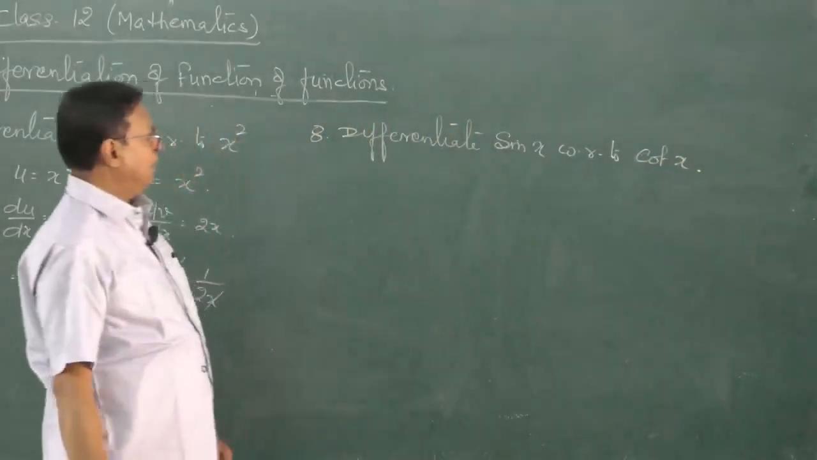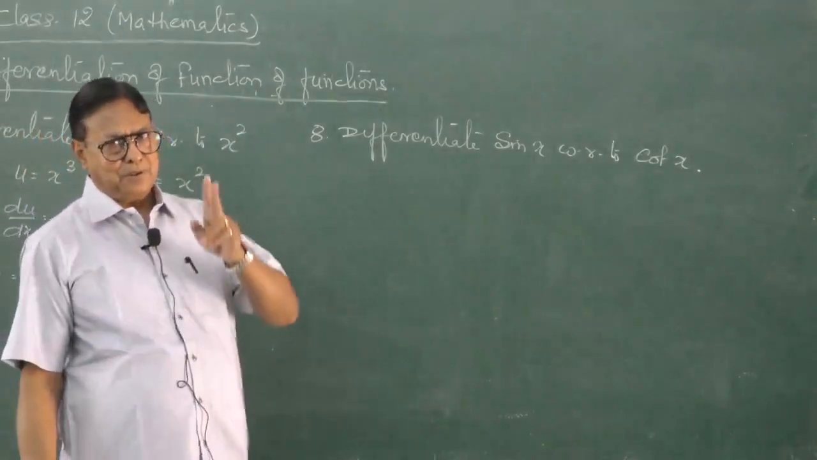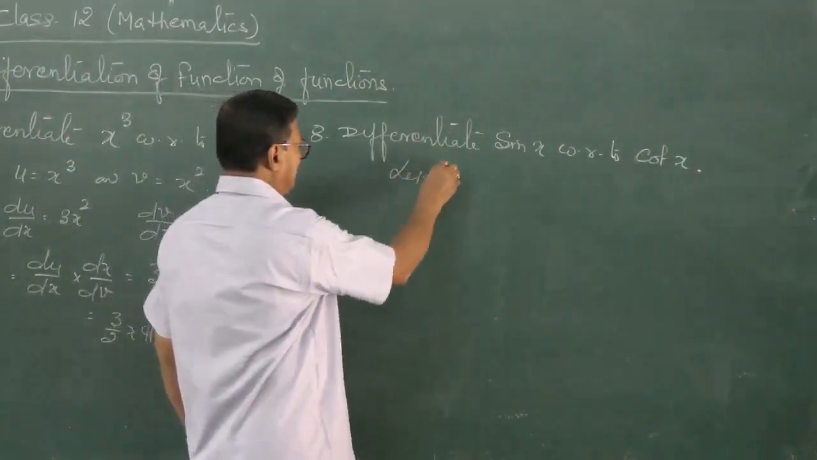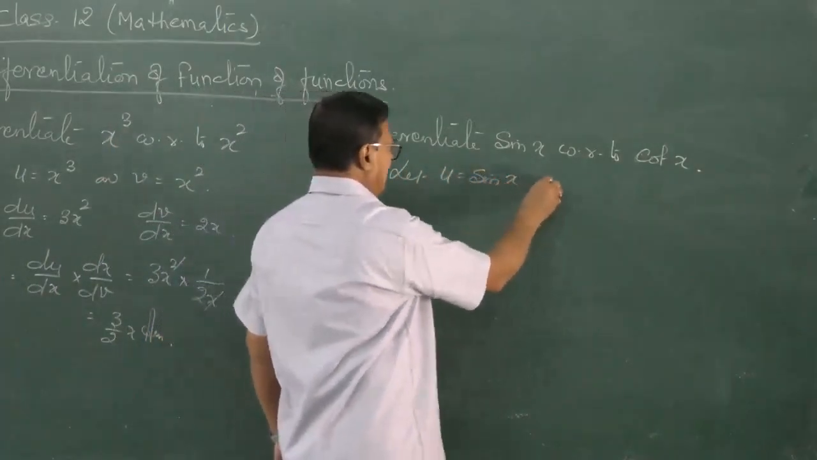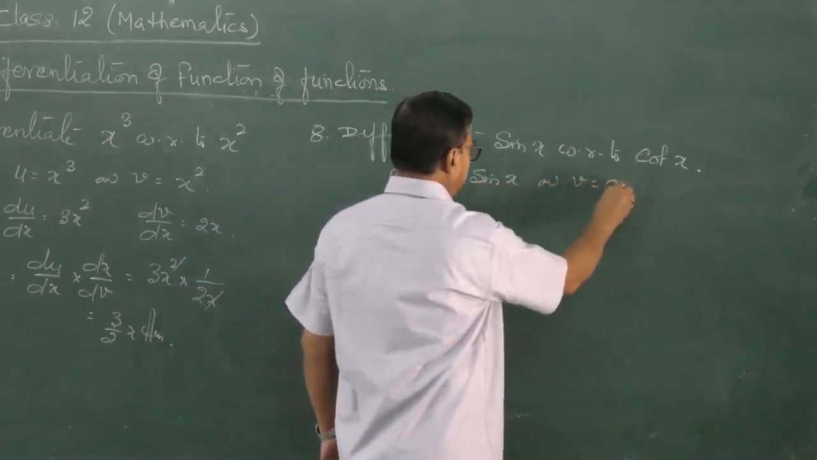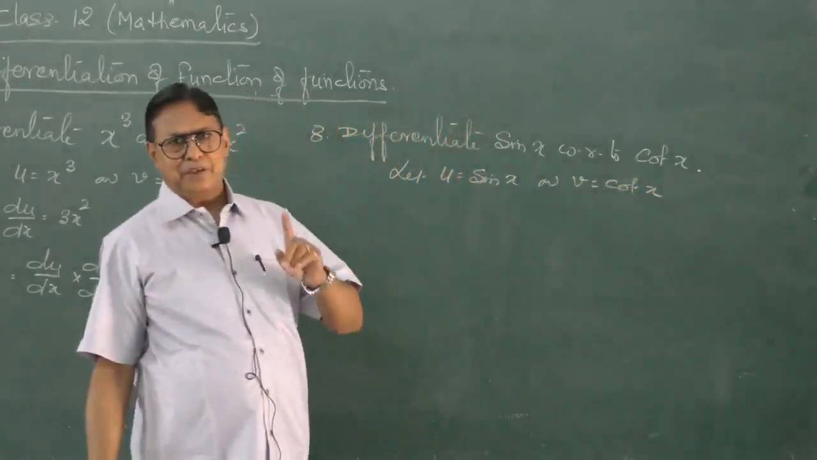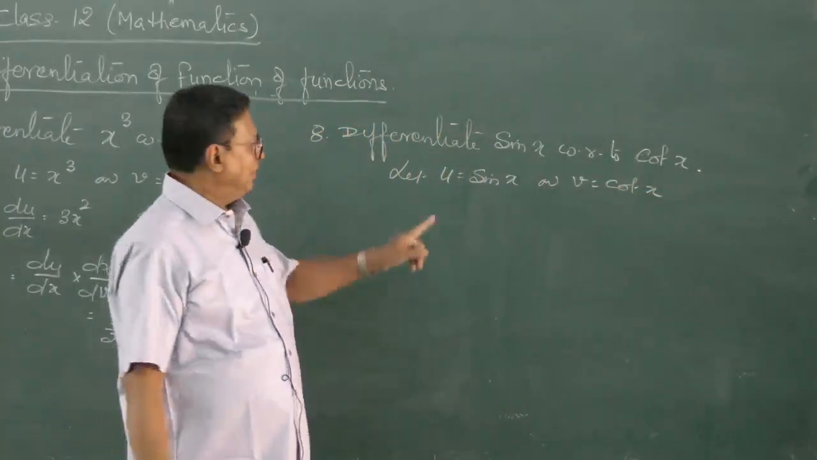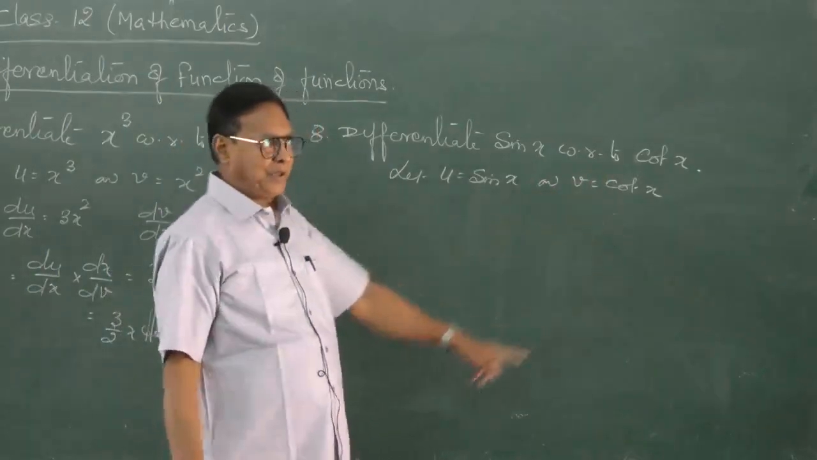Now again, differentiating sin x with respect to cot x. So we again take two variables. So let u is sin x and v is cot x. So we are differentiating u with respect to v. So we have to get du by dv. But u is a function of x, v is also a function of x.